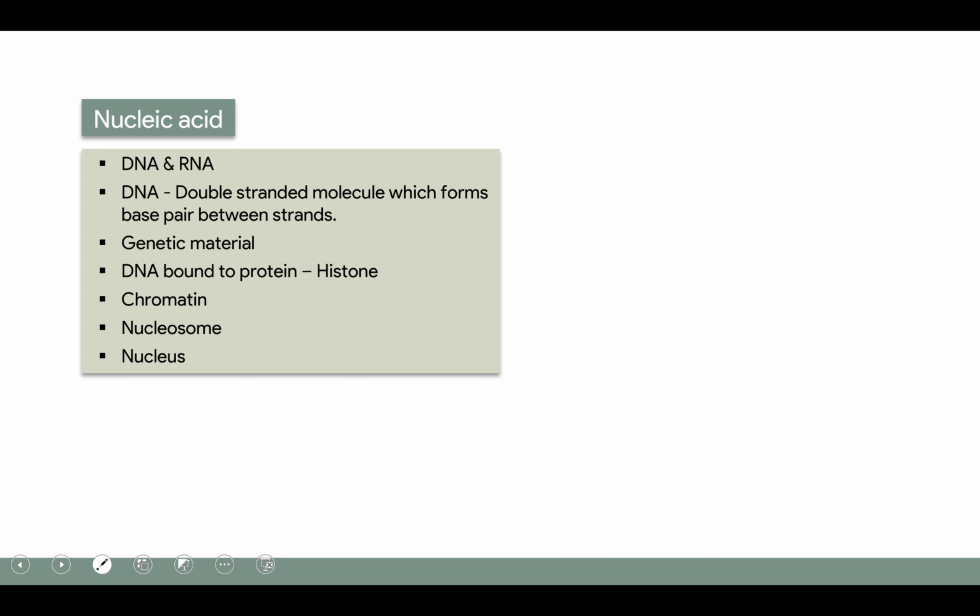So as we have discussed nucleotides, we know that a nucleic acid is a polymer of nucleotides. DNA and RNA are the two nucleic acids that we will study. DNA is a double-stranded molecule which forms base pairs between strands. It is the genetic material, and DNA in our cell is present bound to a protein called histone protein. These histone proteins along with the DNA form chromatin. Chromatin condenses to form nucleosomes, and these are present in the nucleus of the cell.